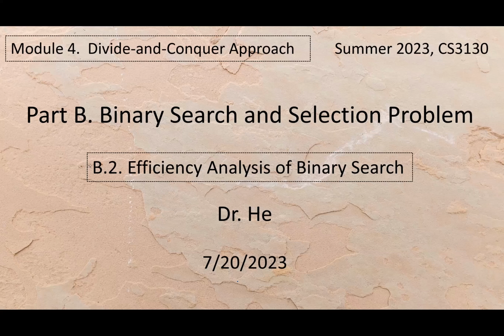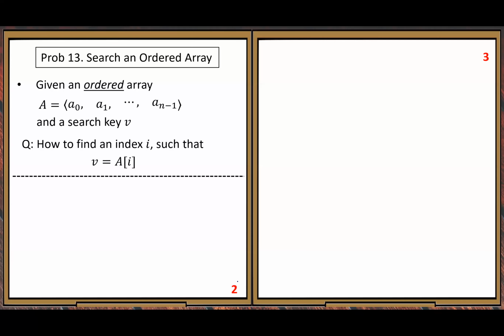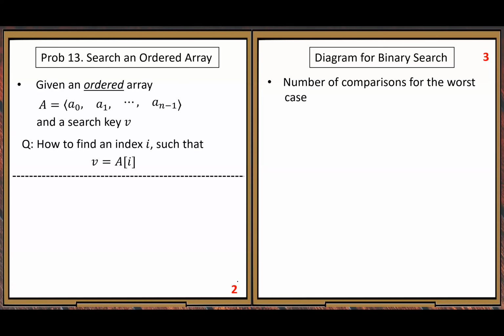Next, efficiency analysis of binary search. Now, we want to do some serious analysis work. Here we want to look at the number of comparisons we need for the worst case. So let's do some calculation. We want to derive a precise formula, not an approximate formula, a precise formula here. All right. So let's consider the diagram here.